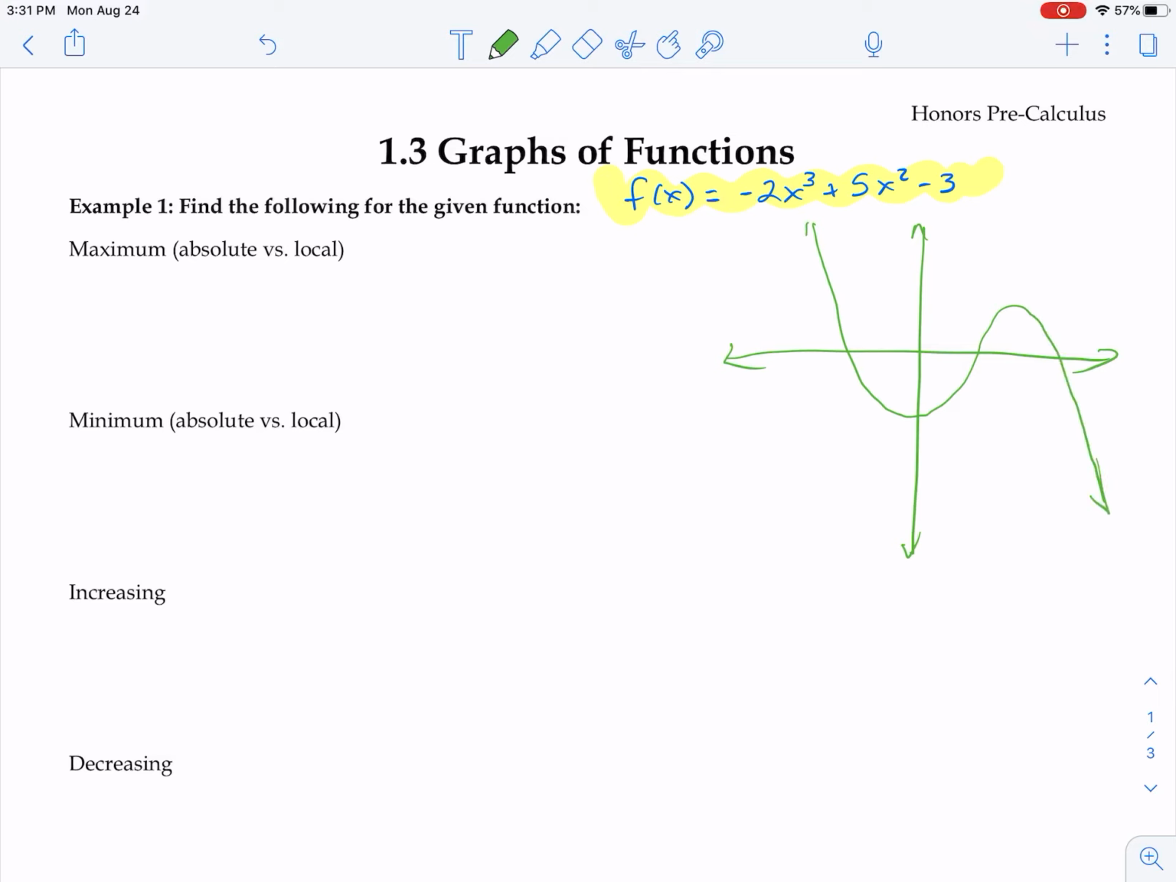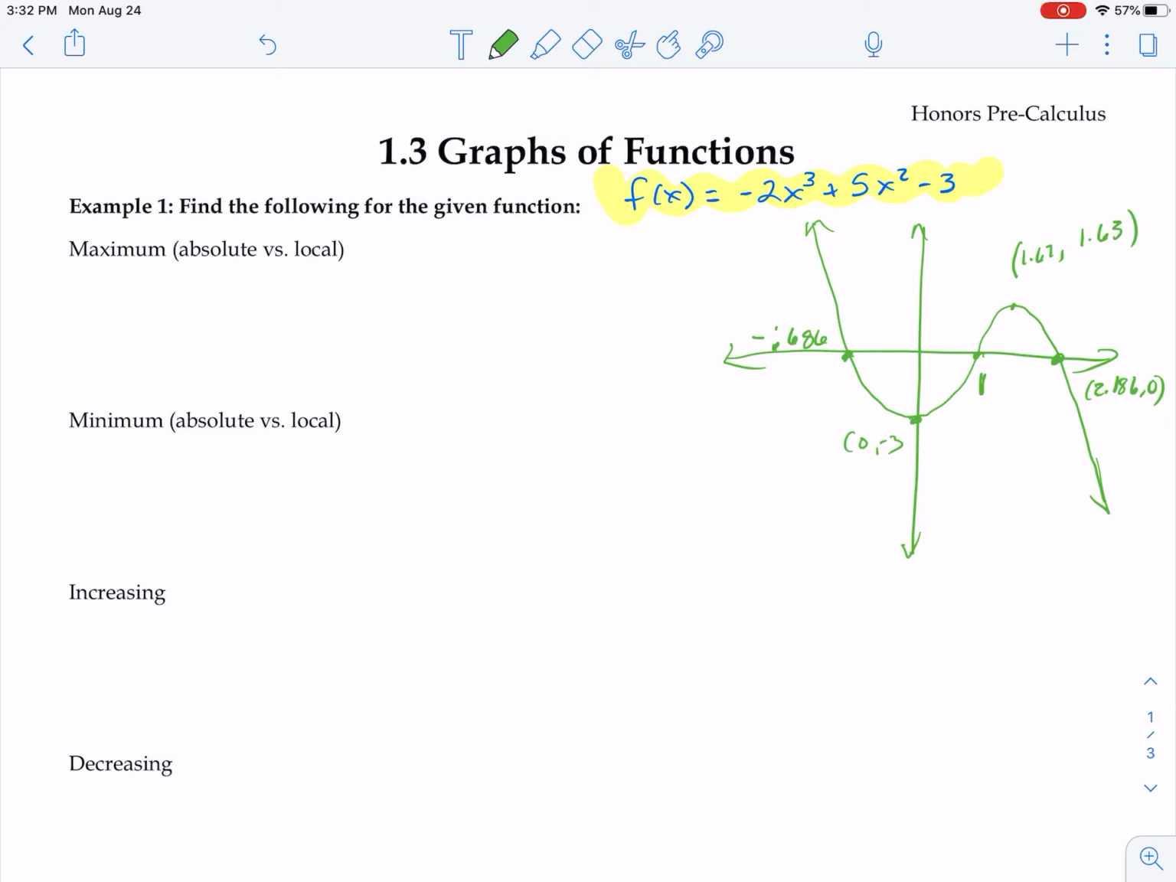Okay. I'm going to label these points. This point right here is 1.67, comma 1.63. That point is 2.186. This point is 1. This point is 0, negative 3. And this is negative 0.686.